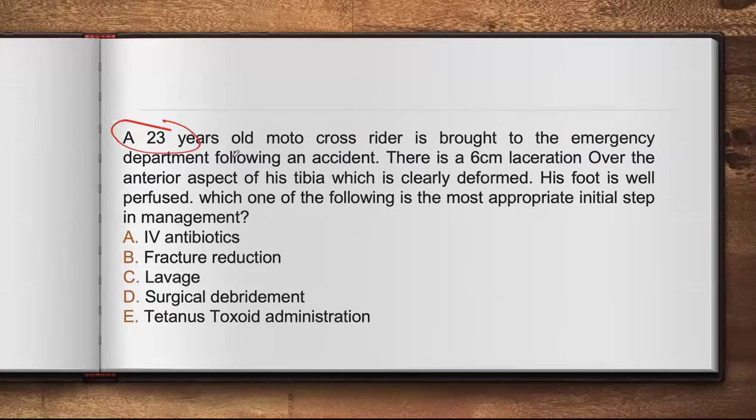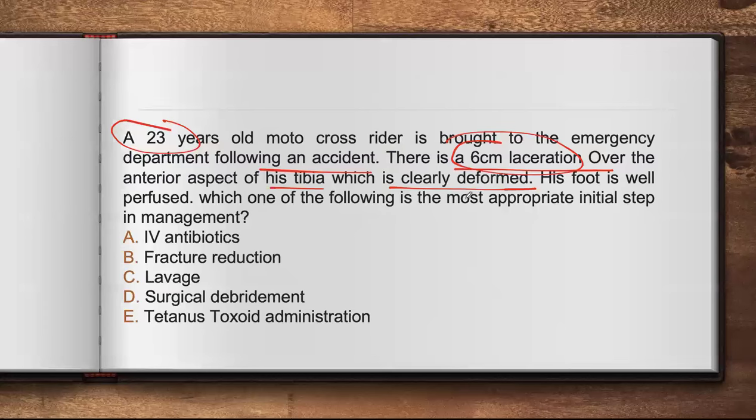So moving on to the next question, a 23-year-old motocross rider is brought to the emergency department following an accident. There is a 6 centimeter laceration over the anterior aspect of his tibia, which is clearly deformed. So that means definitely there is a fracture in this patient. And when there is a laceration on top of a fracture, what do we call it? When there is a laceration or an injury on top of a fracture, what's that fracture called? Open fracture, right? Good.